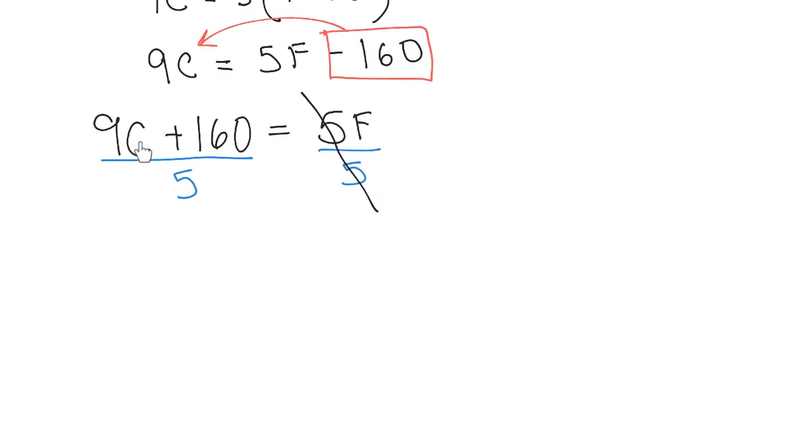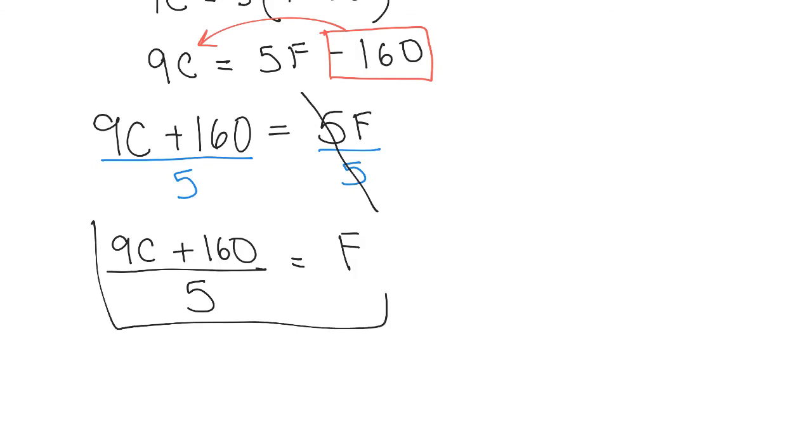On the left-hand side, nothing really I can do here. Okay, I can't put together 9C plus 160. You cannot divide these numbers separately. So all you can do is just recopy it. So we've got 9C plus 160 divided by 5, which is equal to F. So we've got an F by itself, we've isolated for it. And so the formula to calculate a temperature in Fahrenheit would be 9 times C plus 160, all divided by 5.